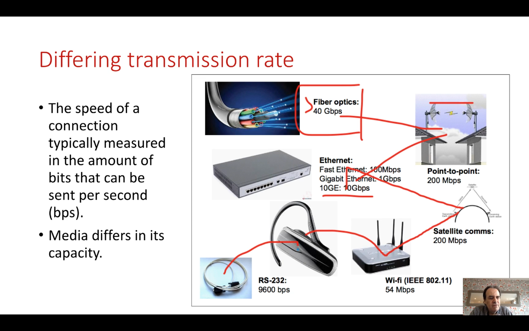Okay, so we can have lots of different ways that we communicate and lots of different media there, and the media itself differs in its capacity. But we typically measure the capacity of our links, all the electronics and the cable and the transmitter and the antennas and so on, in terms of bits per second.